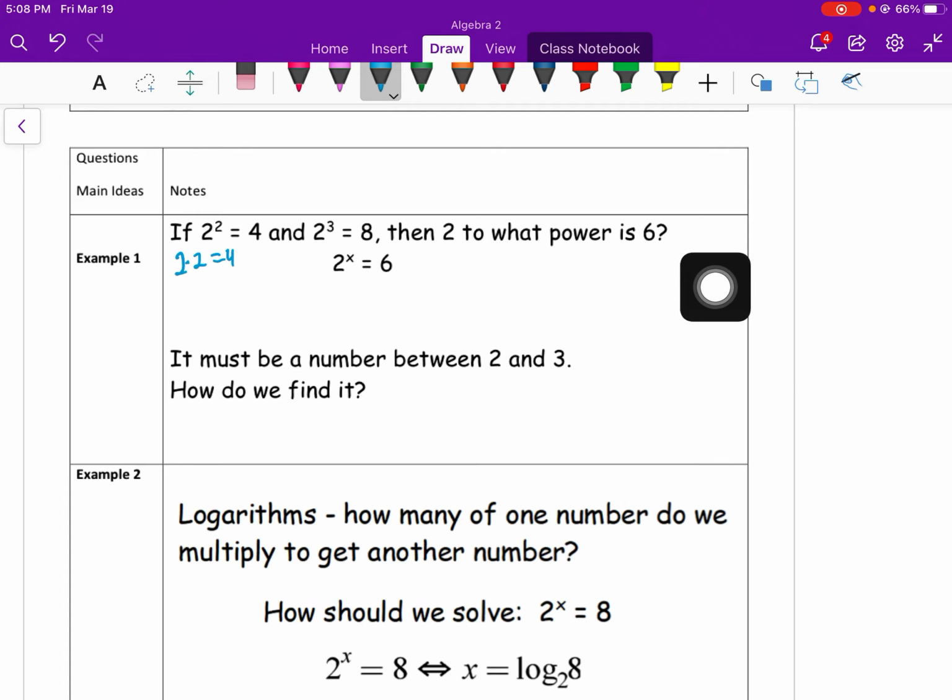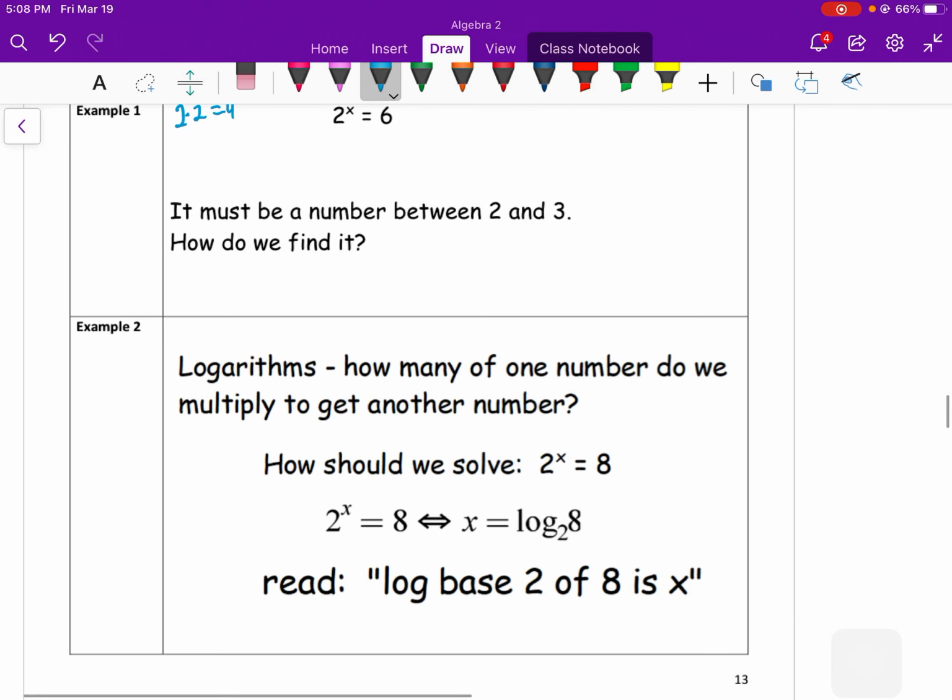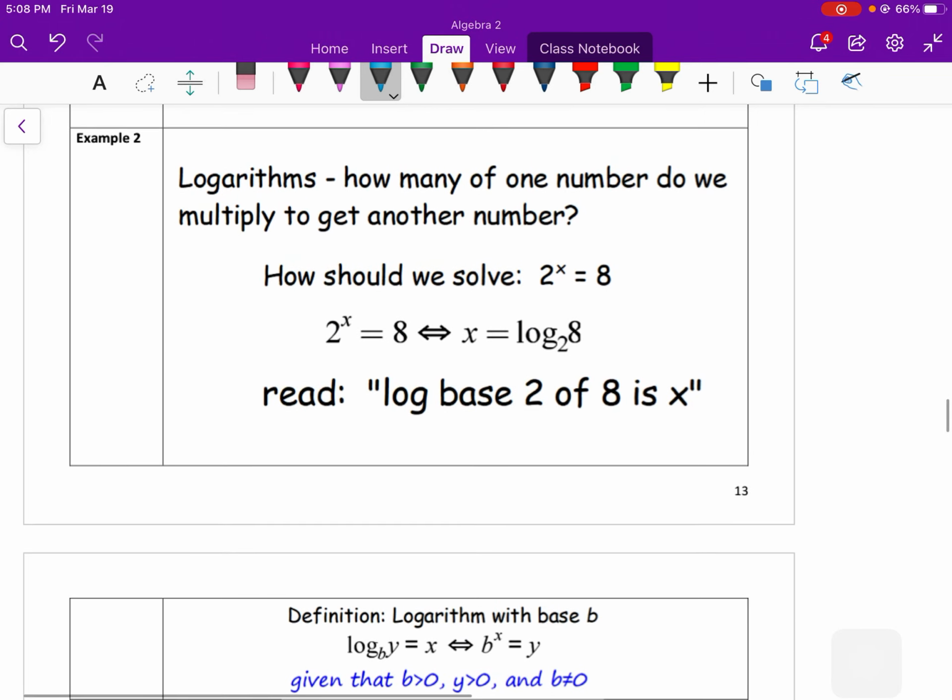Then 2 to what power is 6? So 2 to the x is 6. Now, we know that 6 is between 4 and 8, so x must be between 2 and 3. How can we find that? Well, with today's lesson, we'll be able to use logarithms to find out what 2 to the power of x equals 6. Logarithms: how many of one number do we multiply to get another number?